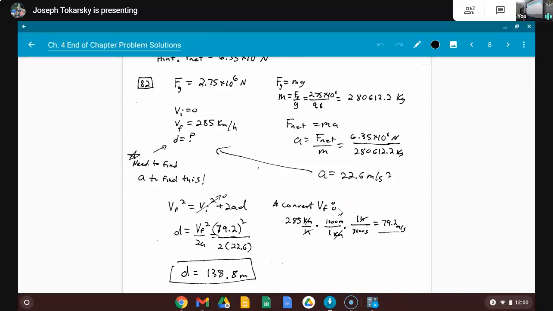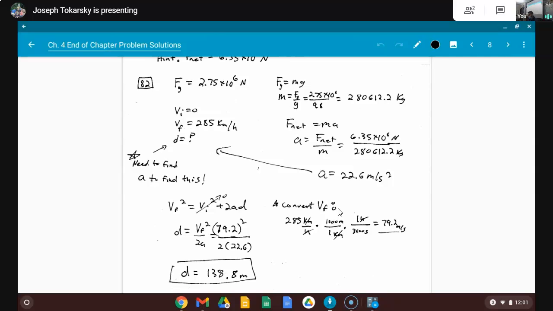Alright, it says in 82, a jet, a 2.75 times 10 to the 6 newton catapult jet. It's just in scientific notation because it's a big number. Hopefully we all recall scientific notation: times 10 to the 6 means move that decimal place 6 places to the right. It's ready for takeoff. The jet's engines supply a thrust of 6.35 times 10 to the 6 newtons. How much runway will it need to reach its minimum takeoff speed of 285 kilometers per hour? That's going to eventually need converting to meters per second as well.